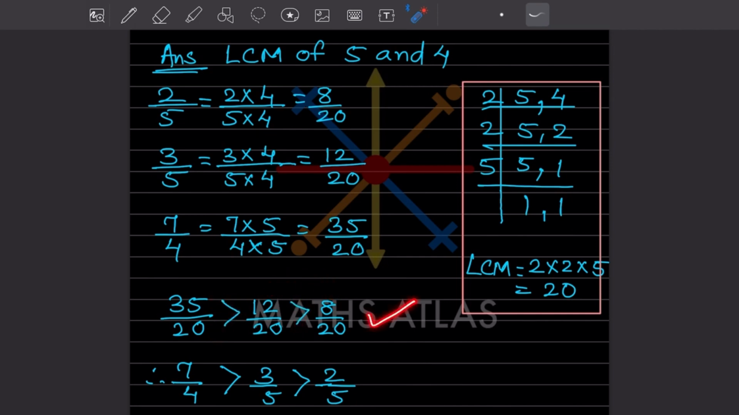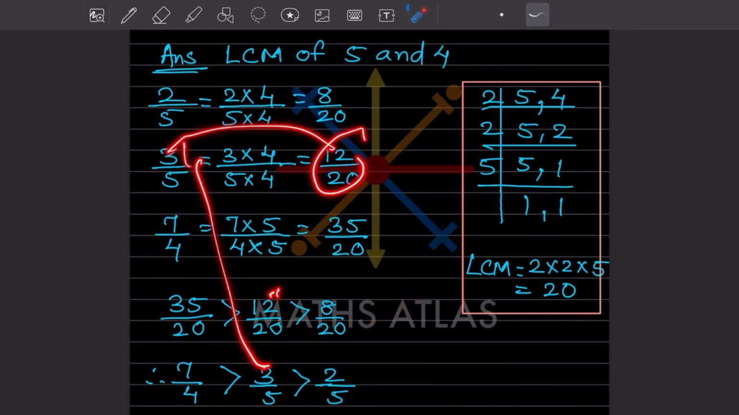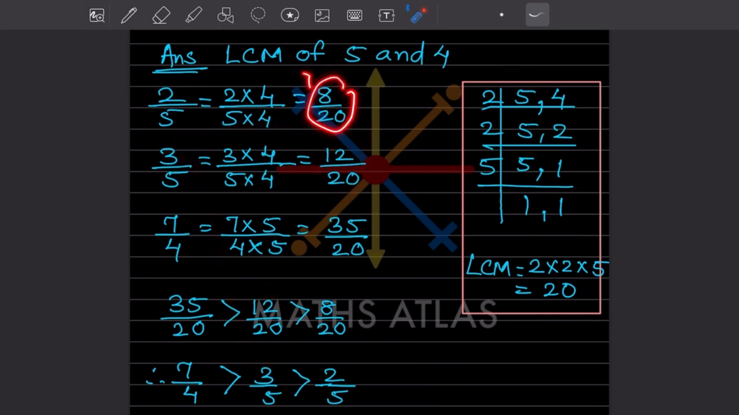But then this is not done. 35 by 20 means 7 by 4, so 7 by 4 should be written here. 12 by 20 means 3 by 5, so 3 by 5 should be written over here. 8 by 20 means 2 by 5, so 2 by 5 should be written here. The sign remains the same. So this is the final answer.